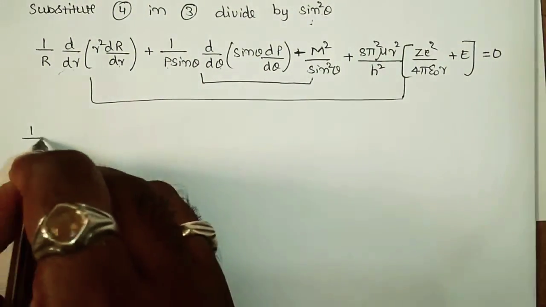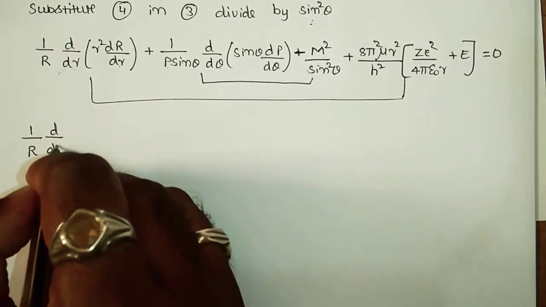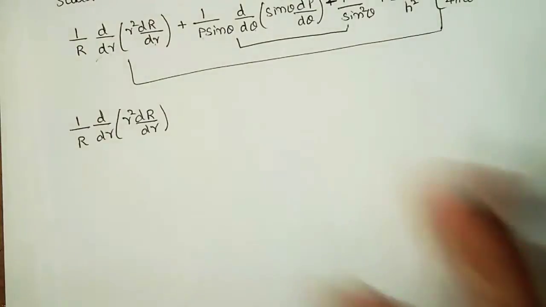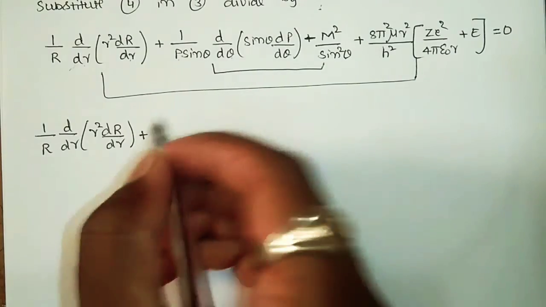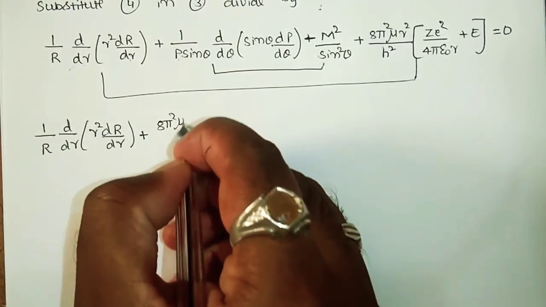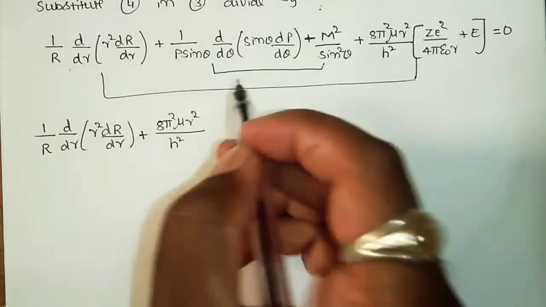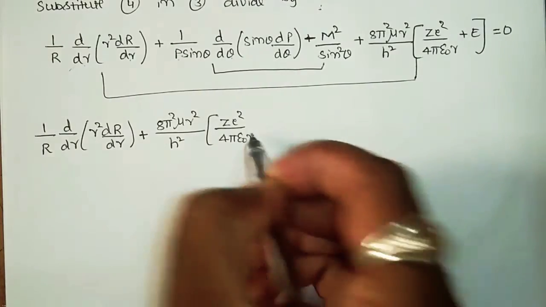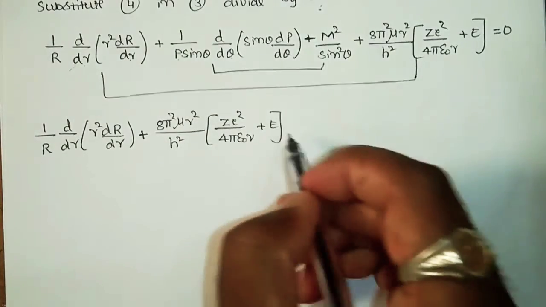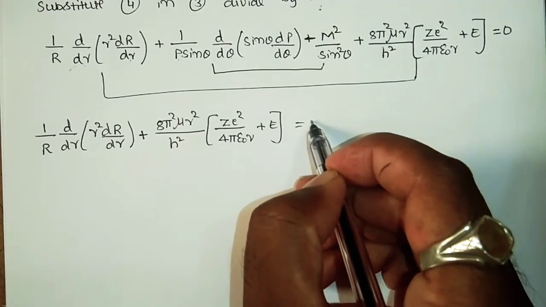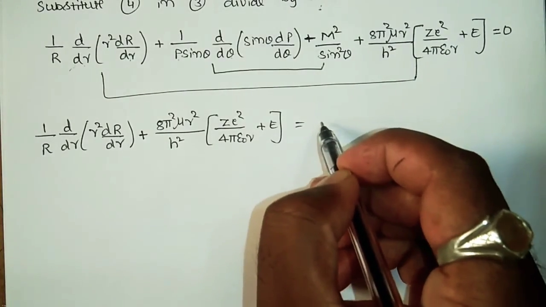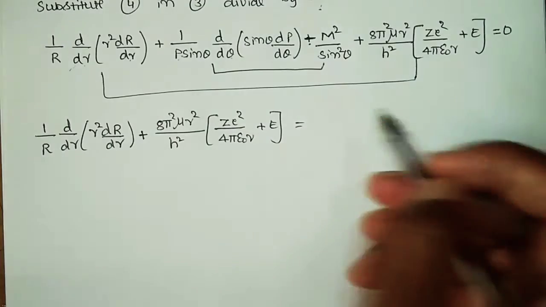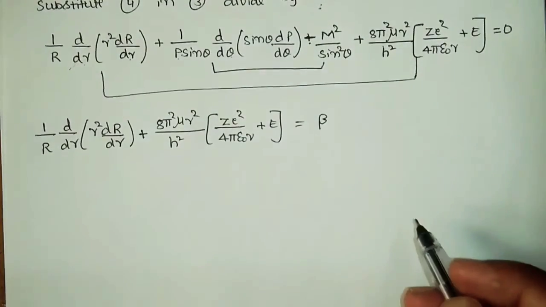So this will be 1 by r into d by dr into r square dr by dr, plus 8 pi square mu r square by h square into z e square by 4 pi epsilon naught r plus e, that equals a constant. So that should be equal to a constant. Since we are having a minus term, when it comes to the right hand side, it will become positive. So let me take a constant beta.